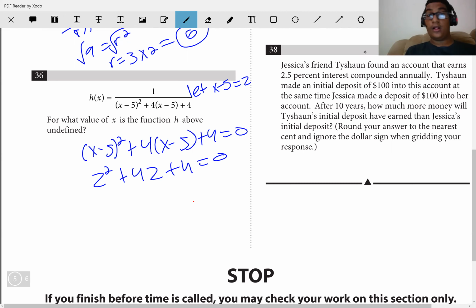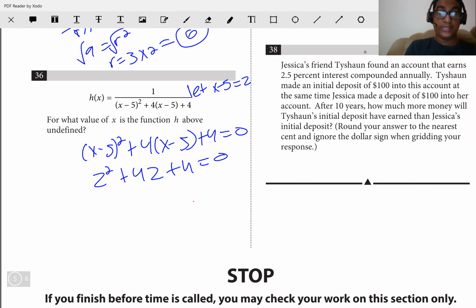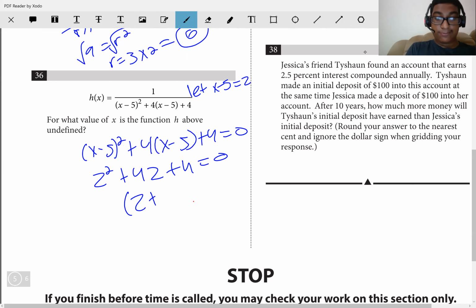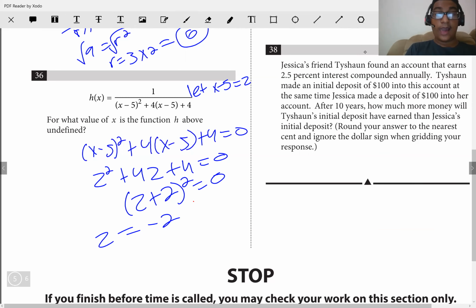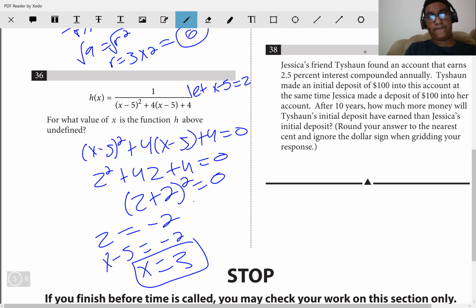Now this is just a polynomial, and you should hopefully know how to solve this if you took algebra. So this would be z plus 2 squared equals 0. That means z equals -2 if you want to get 0. So now we plug back in x minus 5. So x minus 5 equals -2. Now if you add 5 to each side, x equals 3, which is the right answer.